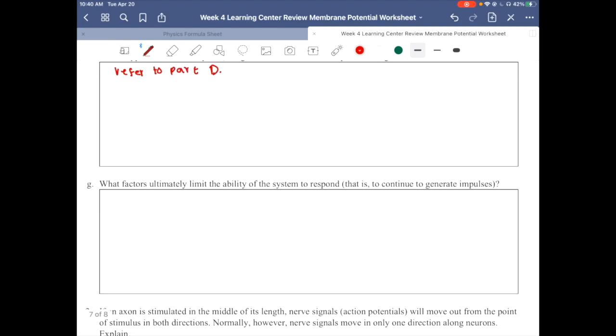All right, so next we're looking at what factor ultimately limits the ability of a system to respond, to continue to generate impulses, and this would be the sodium potassium pump. So ultimately what the sodium potassium pump does is what limits the ability of a system to respond. If that concentration isn't set up, then the system cannot respond. So it's not the limiting factor, but what would limit the ability of a system to respond.